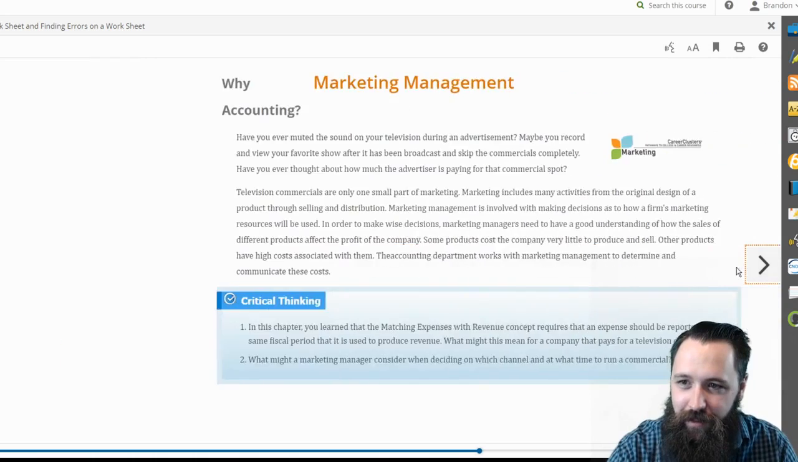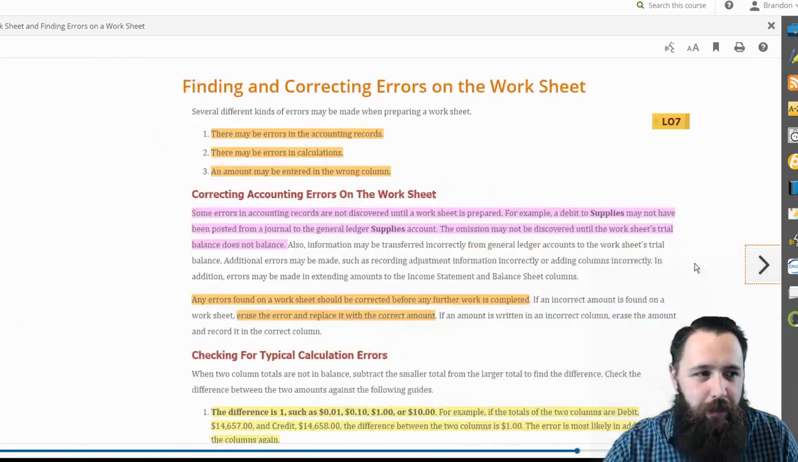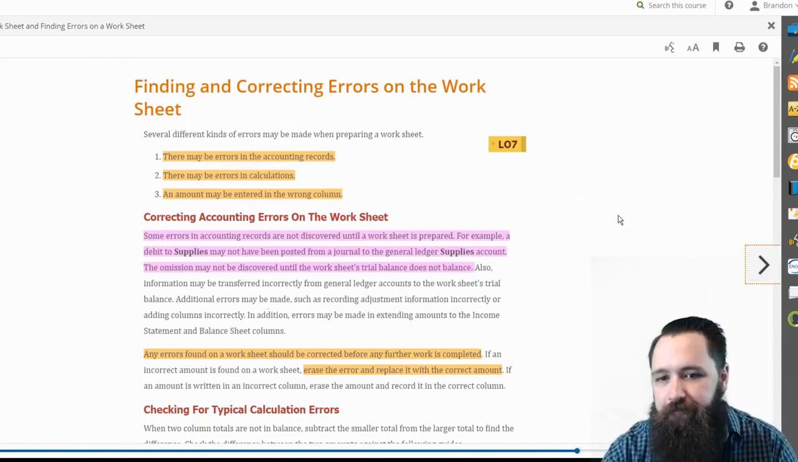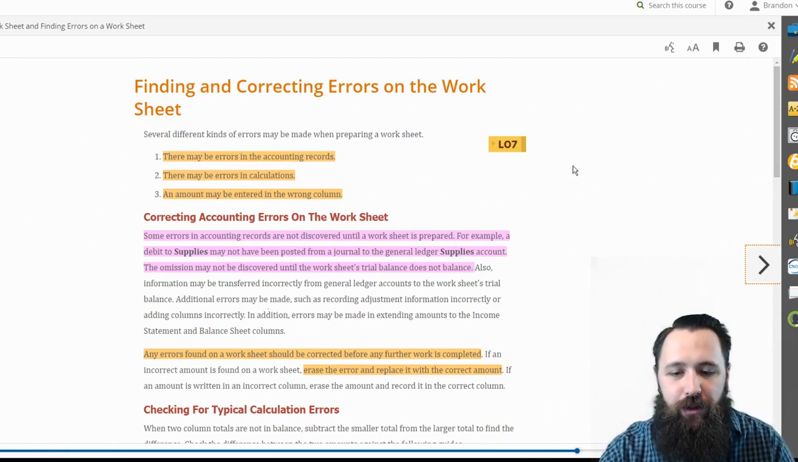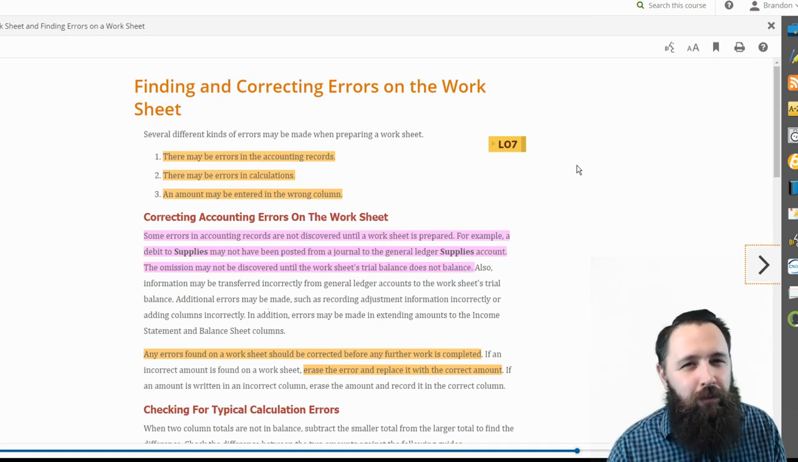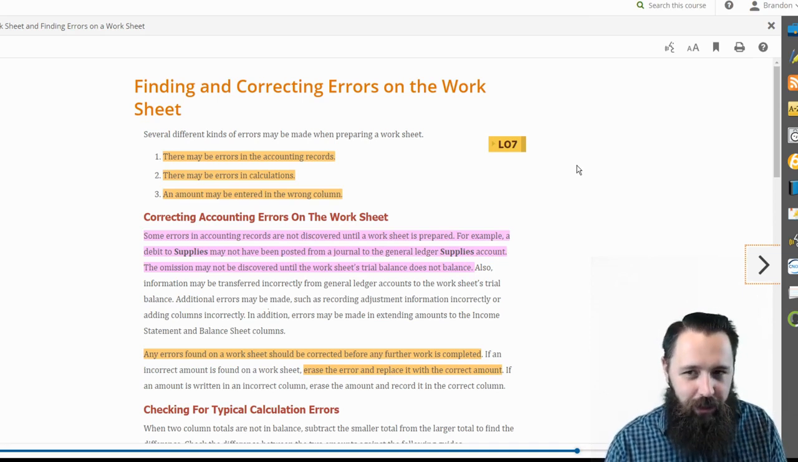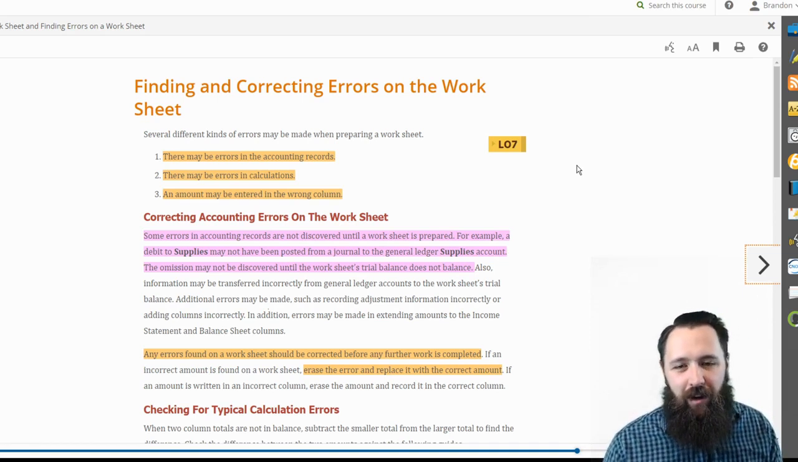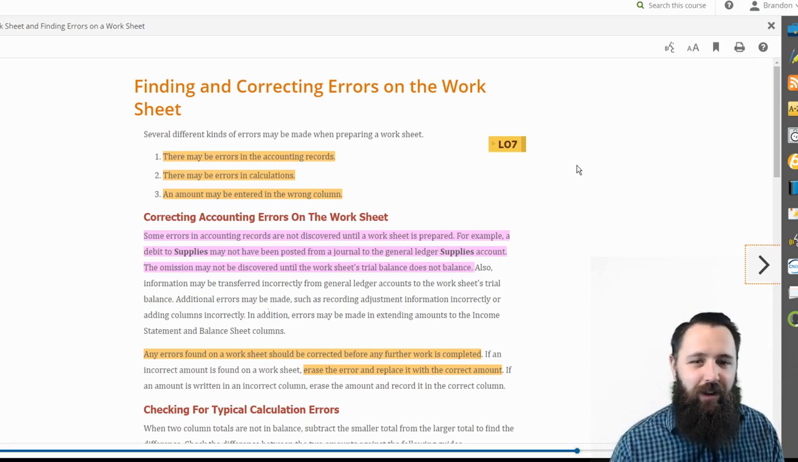All right. We're going to skip past that. So it jumps into checking and correcting errors on the worksheet. This is in a lot of chapters, right? Where it just goes through, all right, if there's an error, what are some of the things it could have been caused by?